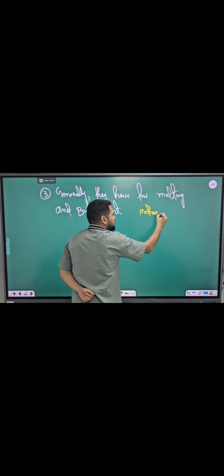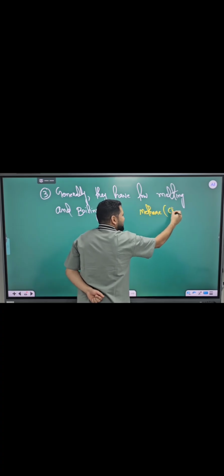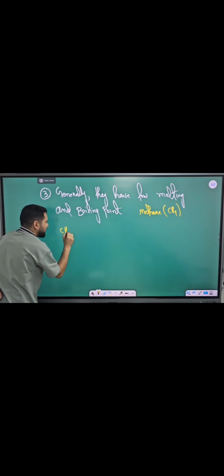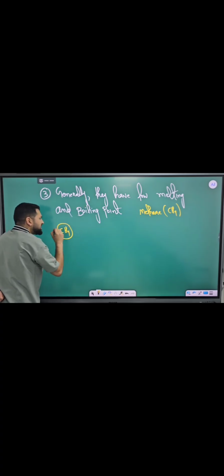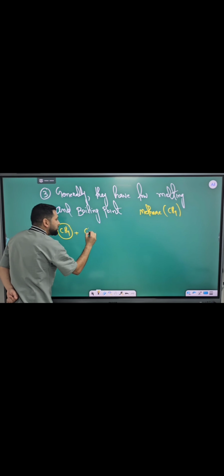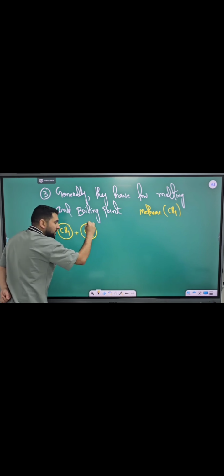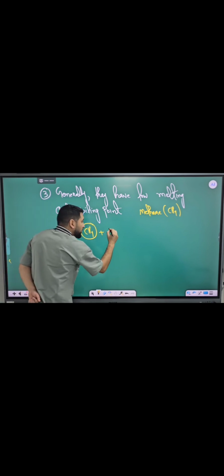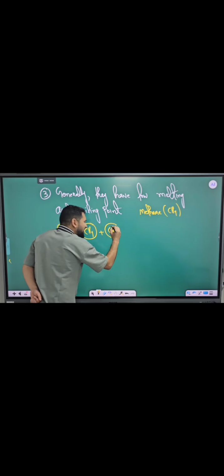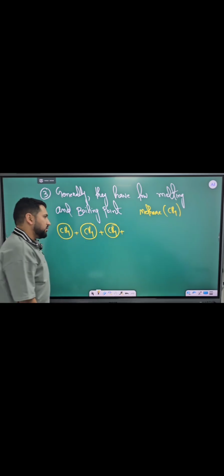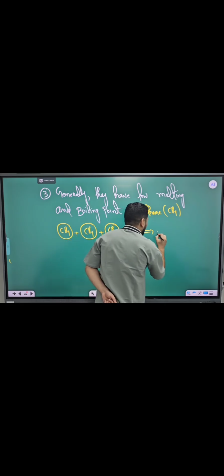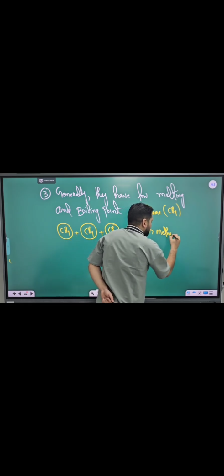Guys, you should know the formula of methane. It is CH4, right? Clear? If I write down, for example, this is one molecule of methane, CH4. This one molecule of methane will combine with one more molecule of methane. In the same way, it will keep on combining with millions of molecules, and then it will form methane gas.